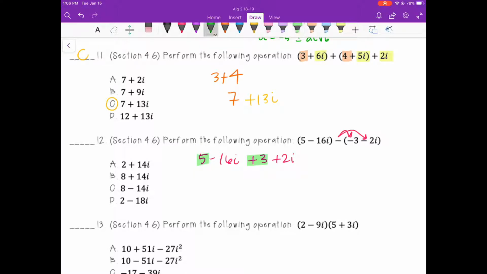Combine your real parts, 5 plus 3 is 8. Combine your imaginary parts, negative 16i plus 2i, negative 14i. C.